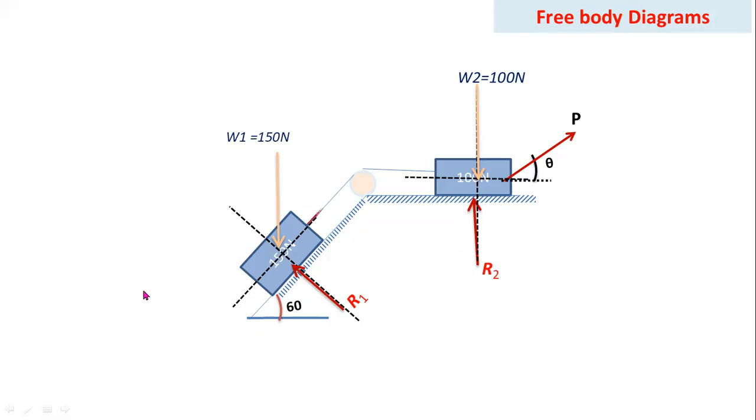After that, you have to consider tension in the string. So this is the tension in the string. For this block you have to consider right side tension. For this block you have to consider left side tension. The tension in block 1 and tension in block 2 are both the same, that is capital T. You have to find out the value of T.